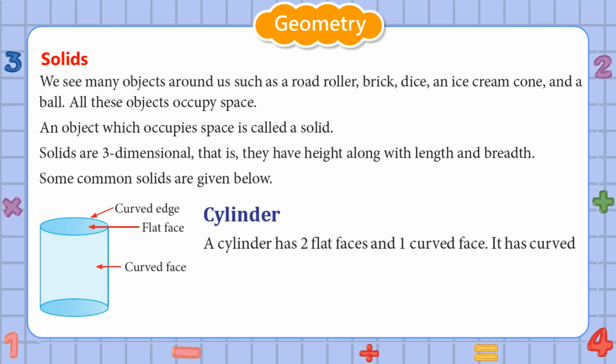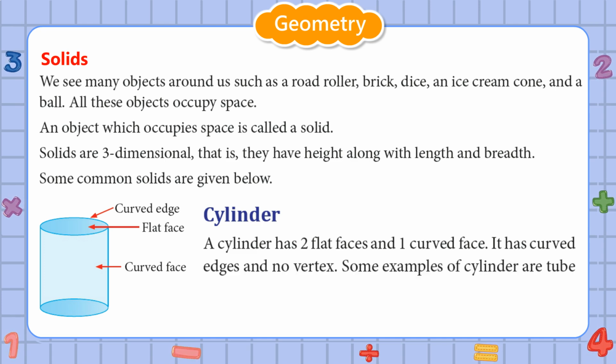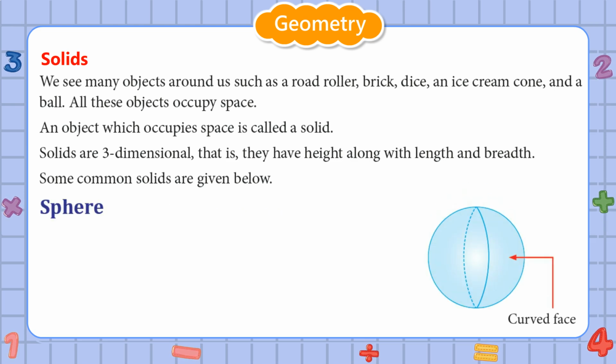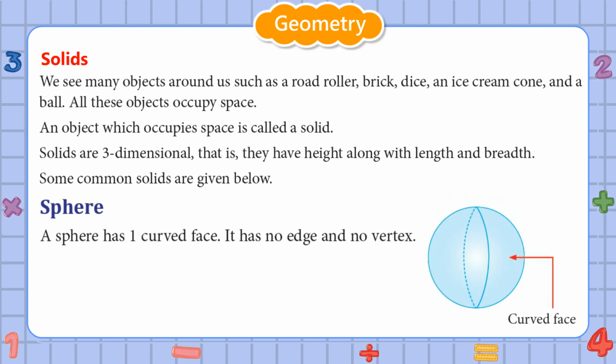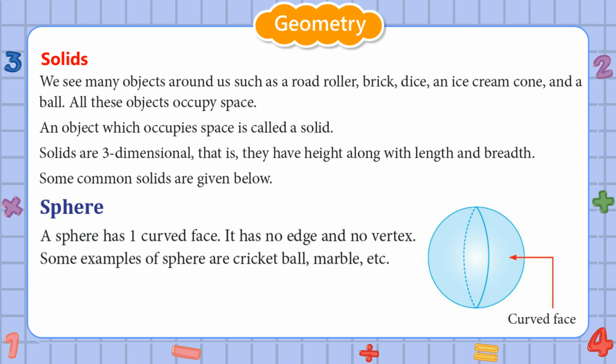Cylinder. A cylinder has 2 flat faces and one curved face. It has curved edges and no vertex. Some examples of cylinder are tube light, iron rod, etc. Sphere. A sphere has one curved face. It has no edge and no vertex. Some examples of sphere are cricket ball, marble, etc.